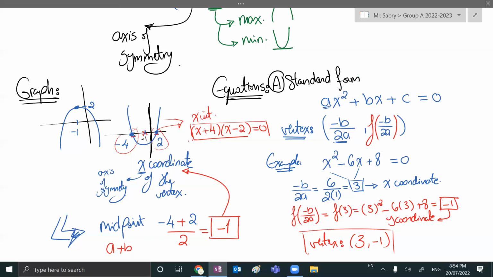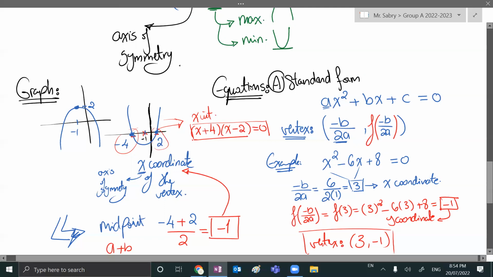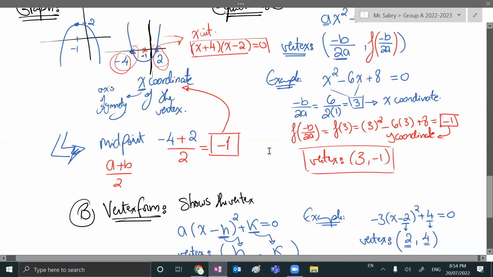Yes, they're also called factors, but the thing is, the brackets, which are x plus 4 and x minus 2, these are called factors. The points themselves, which are the opposite signs, -4 and +2, are called x-intercepts or solutions or roots, as we were saying here.